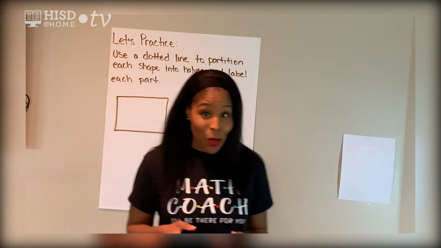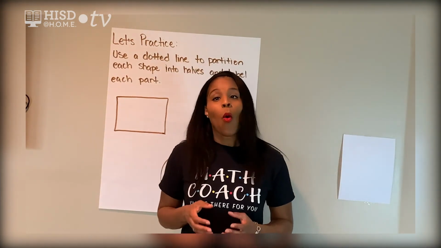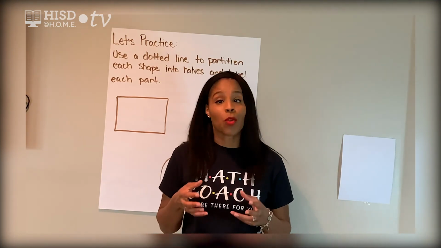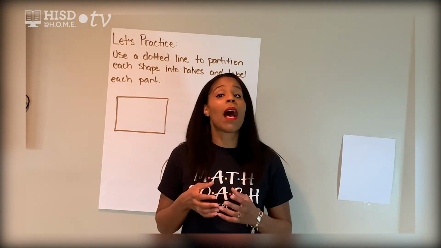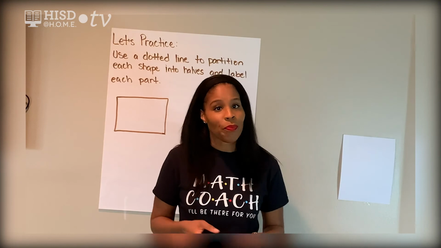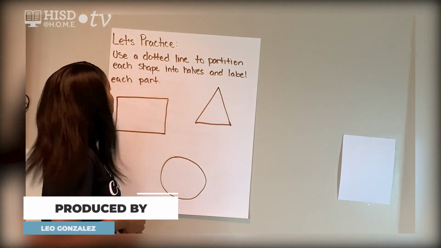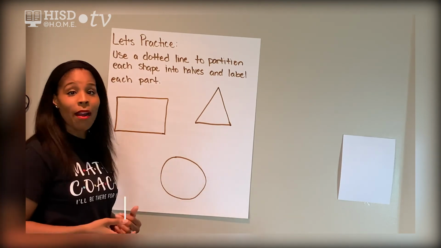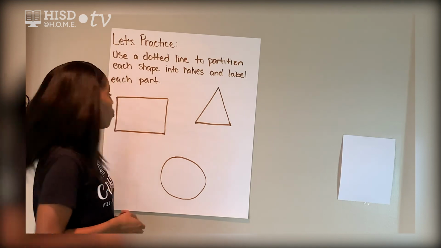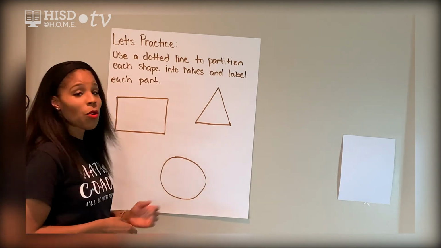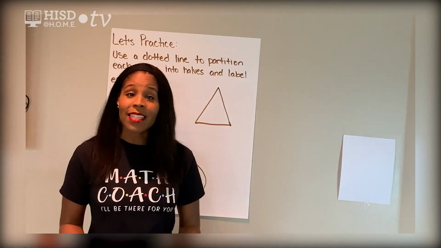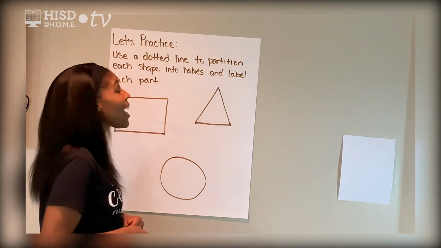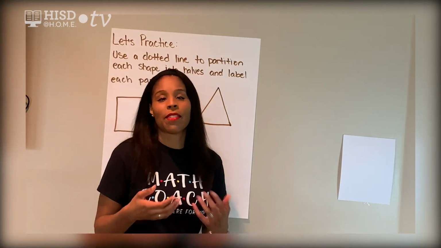Time for you to practice on your own. You may want to pause the video or take a picture for use after the video ends. Today, we cover partitioning pictorial models to represent halves and tell how many halves it takes to make a whole. Your practice on your own for today is use a dotted line to partition each shape into halves and label each part. On your own piece of paper, I would like for you to draw a square, triangle, and a circle. I want you to use dotted lines to partition each shape into halves. And then I want you to actually label each part, as I did earlier in the video.